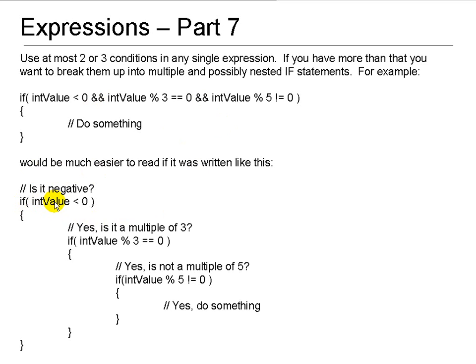We have our first condition, and if the value is less than 0, and we can comment that, is it negative? Then we can say, yes, it is, and then we can ask, is it a multiple of 3? So if we modulus divide by 3, and we get a result of 0, the remainder is 0, then we know it's a multiple of 3. Then we can have a third nested if statement, and we can say, is it not a multiple of 5? So if we modulus divide by 5, and we do not get a remainder of 0, then we know it's not a multiple of 5, and then we can do something. So I recommend you use nested if statements instead of one long if statement.